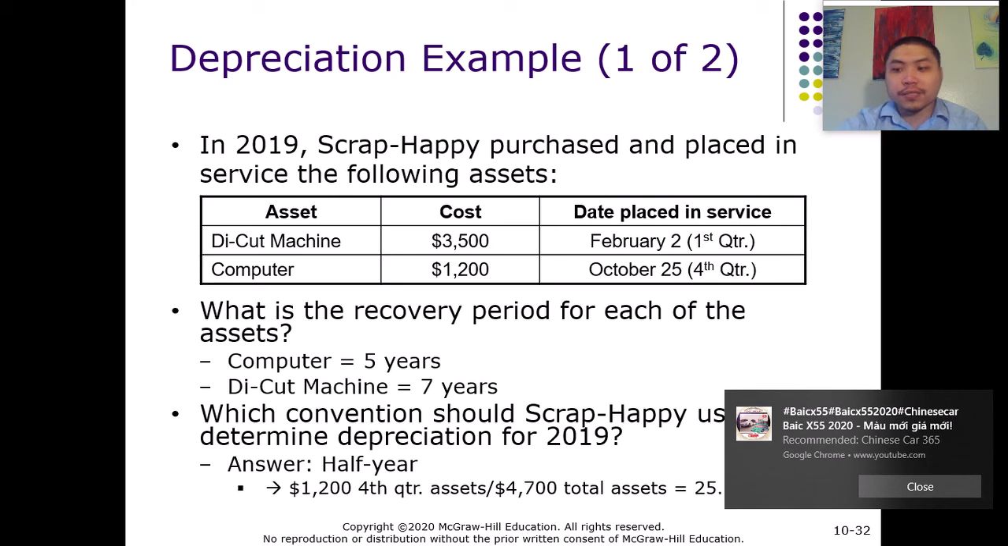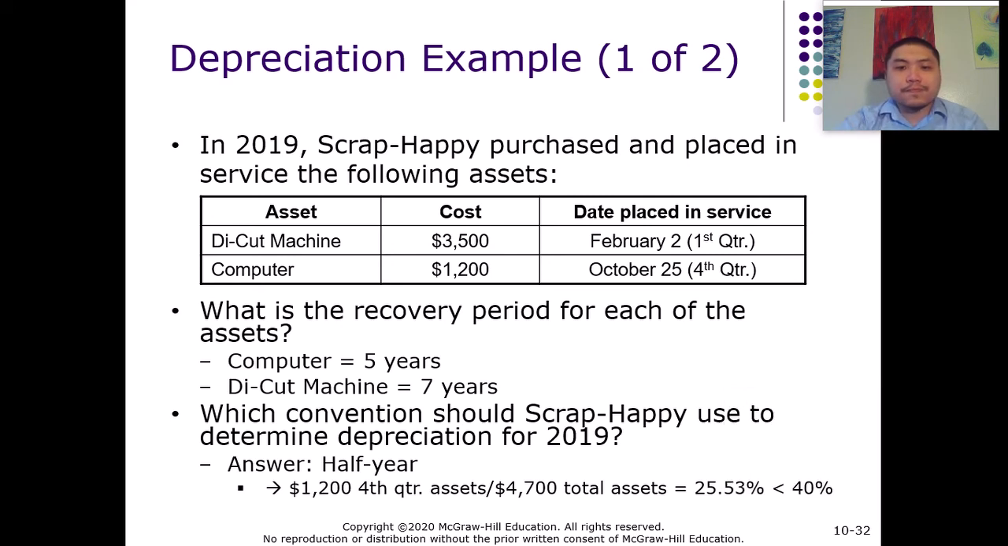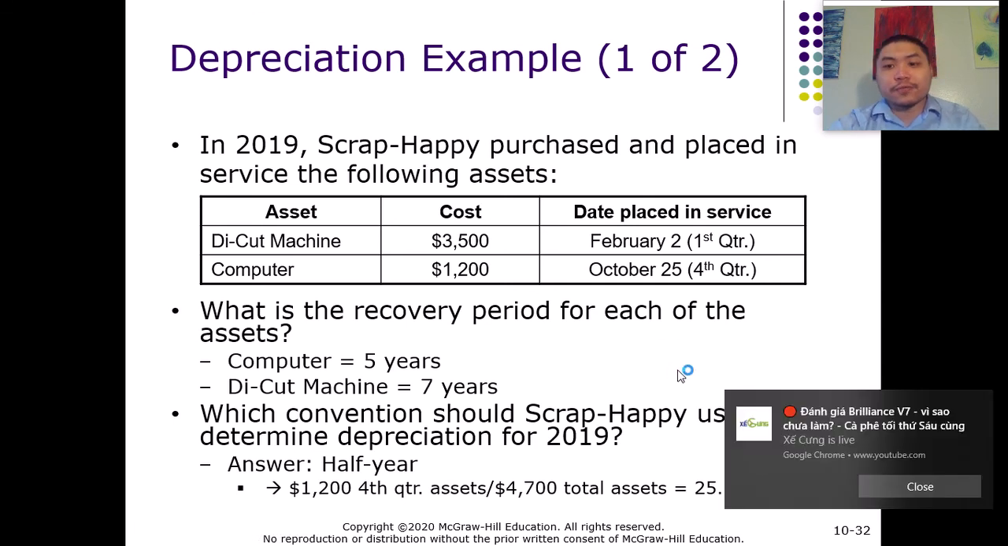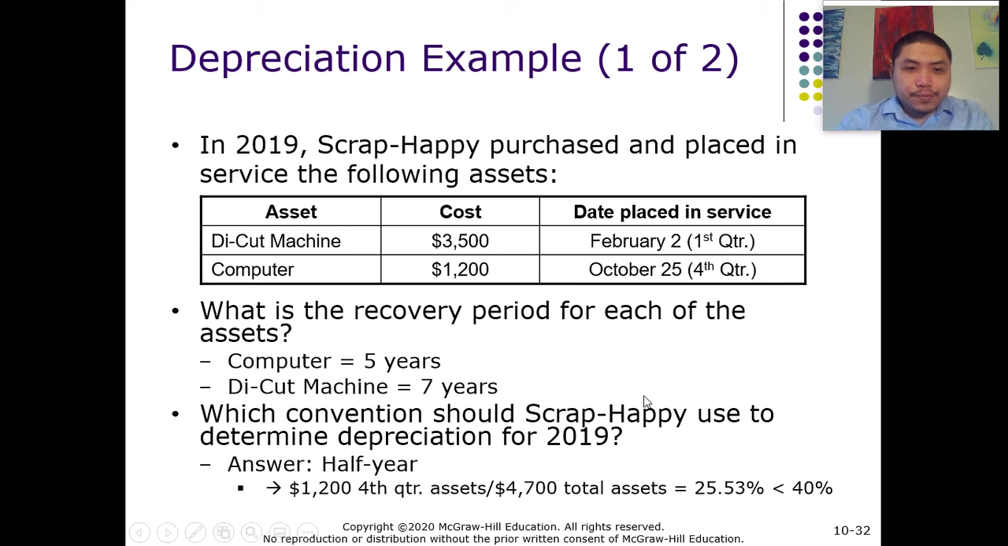But first, we have to determine the right convention. Sorry for that. So here we have some assets that are acquired in the fourth quarter. We have $1,200, and then the other machine is $3,500. So we take $1,200 divided by the total cost, which is $47,000, and we get 25.53%, which is less than 40%. Right. So because of that, we're going to use the half-year convention.